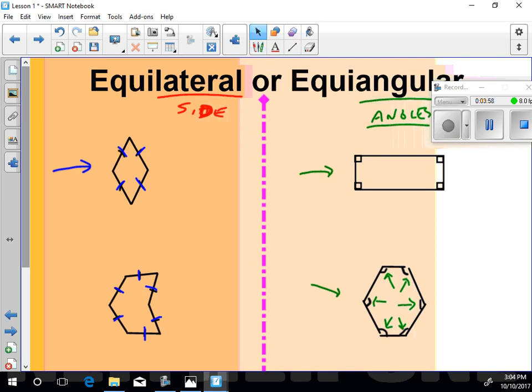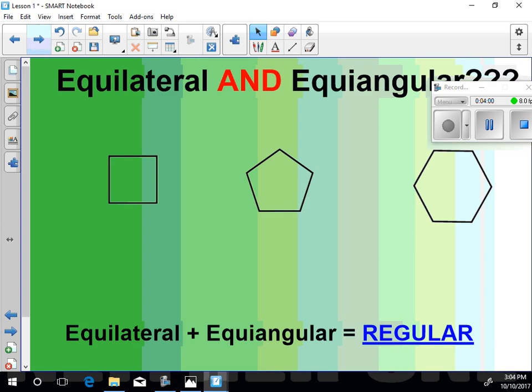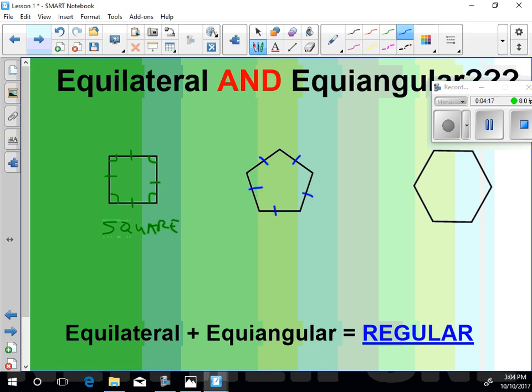What if the shape is both of those? Well, if it's both equiangular and equilateral, it's called regular. Well, a regular 4-sided shape, what do we call that? That's called a square. Okay, same thing in a pentagon. That doesn't have a special name. It's just called a regular pentagon.